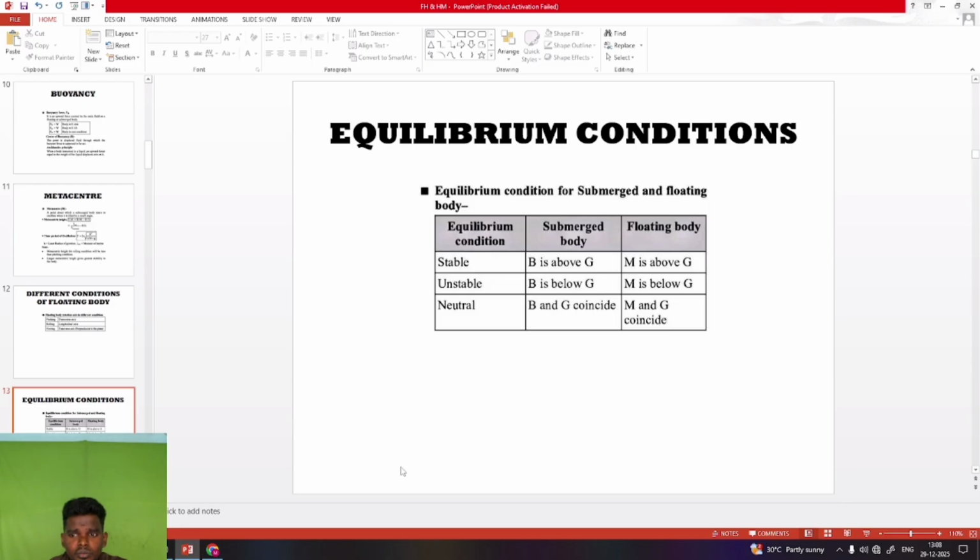Equilibrium condition for submerged and floating body. In stable equilibrium, B is above G and M is above G, which means buoyancy is above gravity and metacenter is above gravity. In unstable equilibrium, buoyancy is below gravity and metacenter is below gravity. For neutral, buoyancy and gravity coincide, and metacenter and gravity coincide.